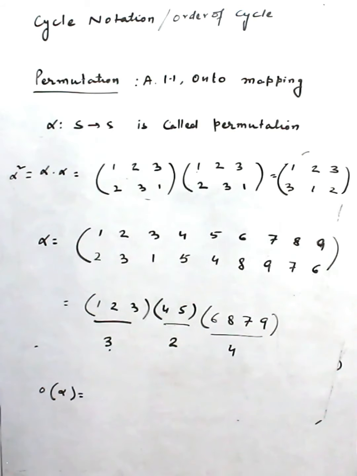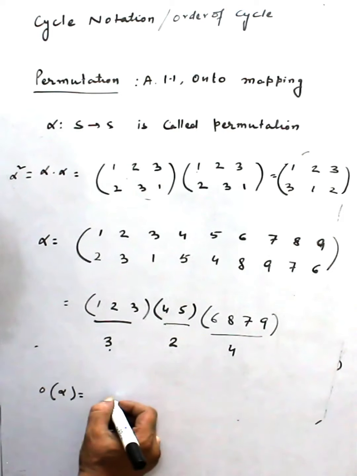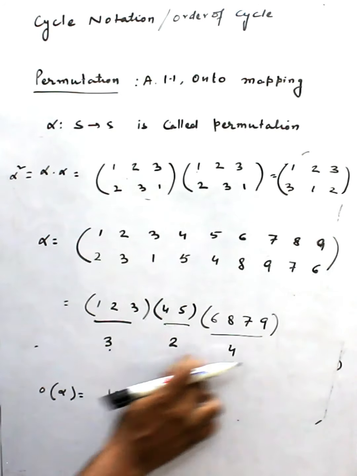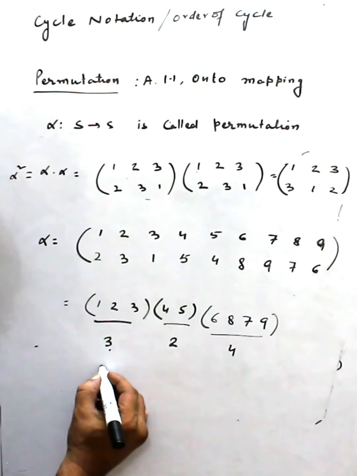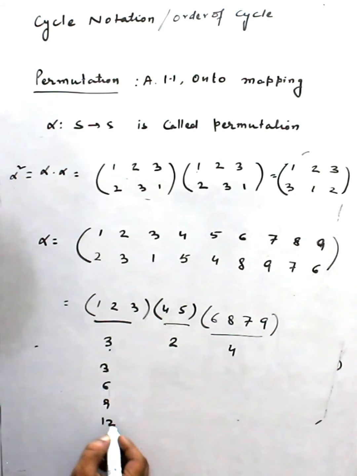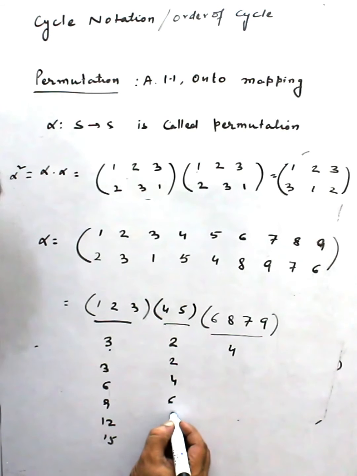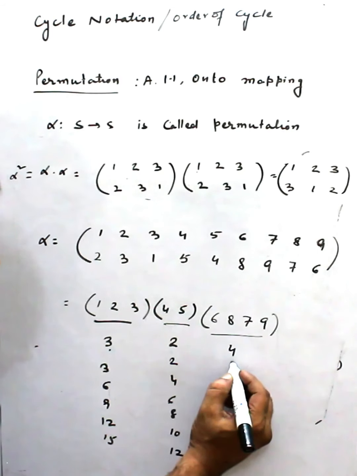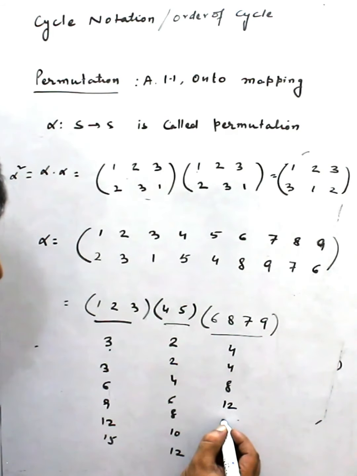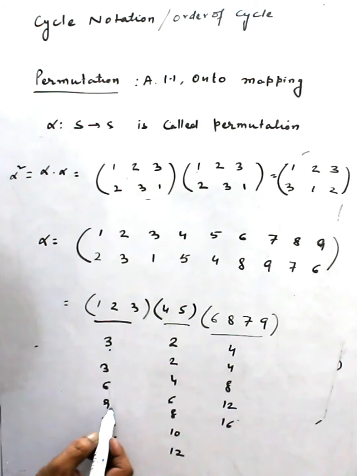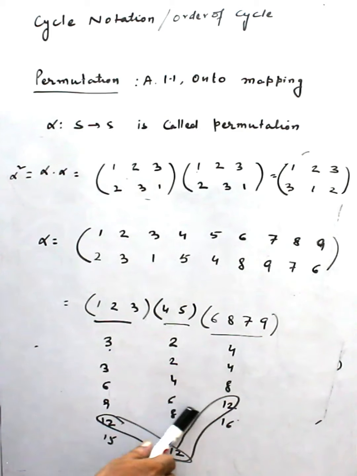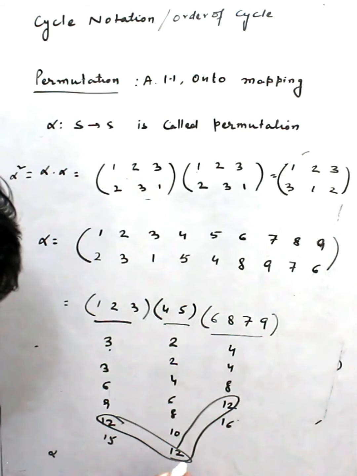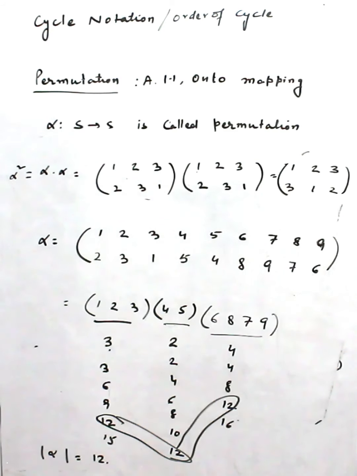In this case, what is the order of alpha? Obviously, it is not 6, it is 12, because 12 is the common multiple. Here I can write 3, 6, 9, 12, 15, and this is 2, 4, 6, 8, 10, 12, and here 4, 8, 12, 16. So the common element is this and this. No earlier element is common. So the LCM of these three numbers is 12, and the order of alpha is equal to 12. So like this we can do.